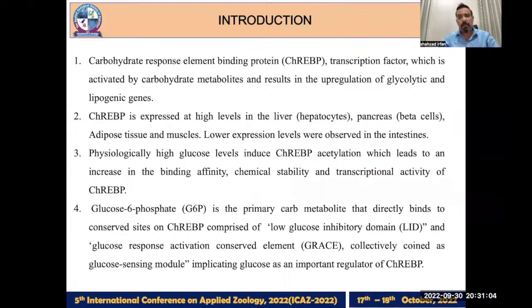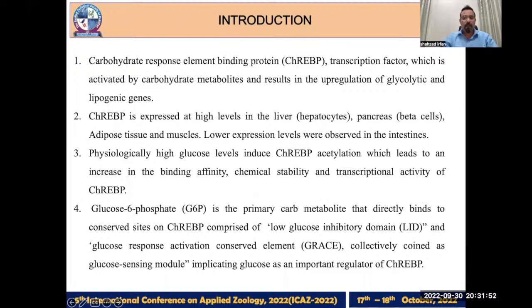Carbohydrate response element binding protein, or CREB, is a transcription factor and is activated by carbohydrate metabolites. After its activation, it results in the upregulation of different glycolytic and lipogenic genes in the liver. CREB is expressed at high levels in the hepatocytes, beta cells, white and brown adipose tissue, and the muscles. Physiologically high glucose levels induce CREB acetylation. This acetylation leads to an increase in the binding affinity, chemical stability, and transcriptional activity of the CREB.